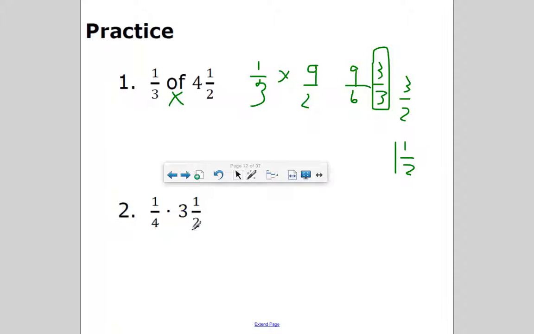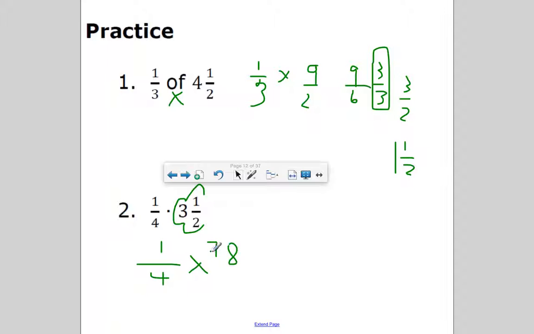Next example. 1/4 times 3.5. I am finding a part of that, finding 25/100ths of this. By the way, you can always turn these into decimals. You could multiply 25/100ths times 3 5/10. So 1/4 times, how can I rewrite this mixed number into an improper fraction? I multiply the whole number by the denominator, which is 7, add the numerator, that's 8.